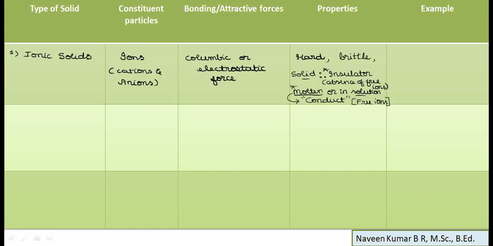Any ionic compound you can give as an example. For example, the commonly known one, common salt, NaCl. We can consider zinc sulfide, ZnS. We can take potassium sulfate, K2SO4. We can take calcium fluoride, sodium aluminum fluoride, etc. Any ionic compound you can give as an example.